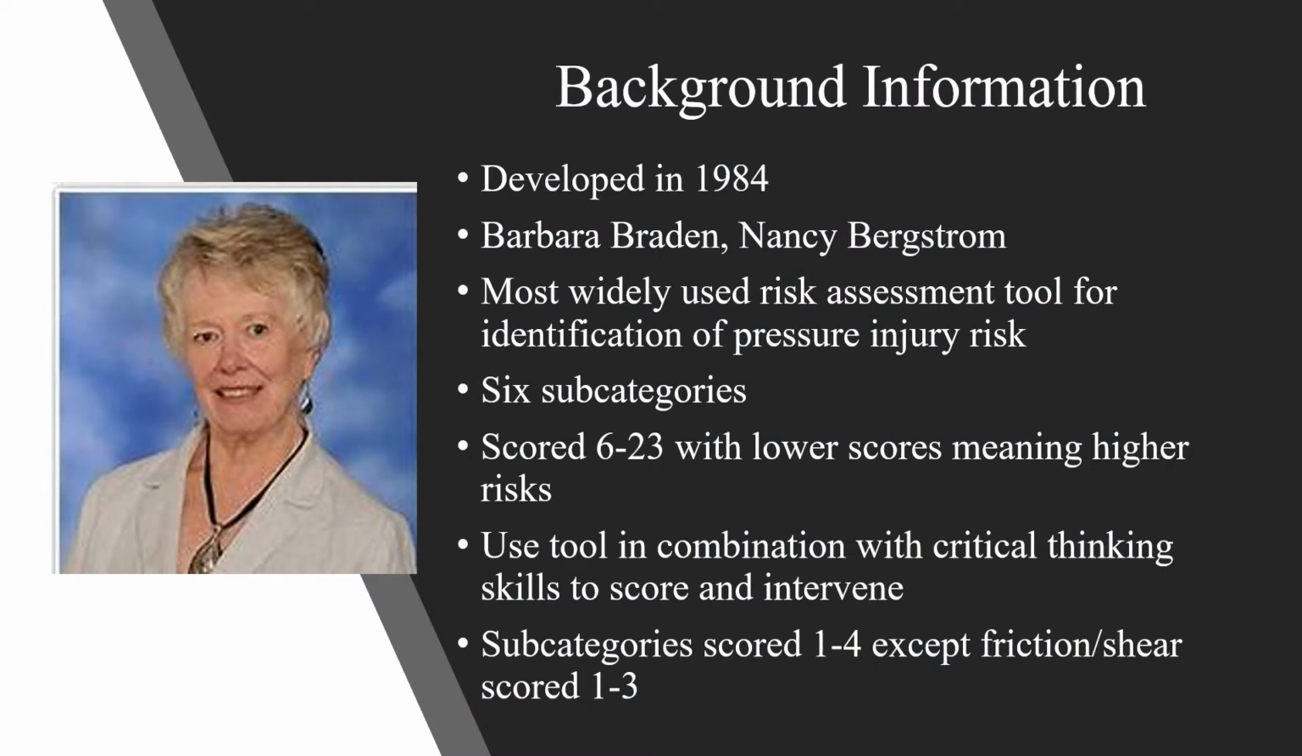Some background information for you is that Barbara Braden and Nancy Bergstrom developed the Braden scale in 1984. It has become the most widely used risk assessment tool for the identification of pressure injury risks. It includes 6 subcategories, which when totaled together are scored between 6 and 23, with the lower scores meaning higher risk for development of pressure injuries. The tool, when used in combination with critical thinking skills, can allow you to score and intervene in order to improve patient outcomes. Each subcategory is scored between 1 and 4, except friction and shear, which is scored between 1 and 3.